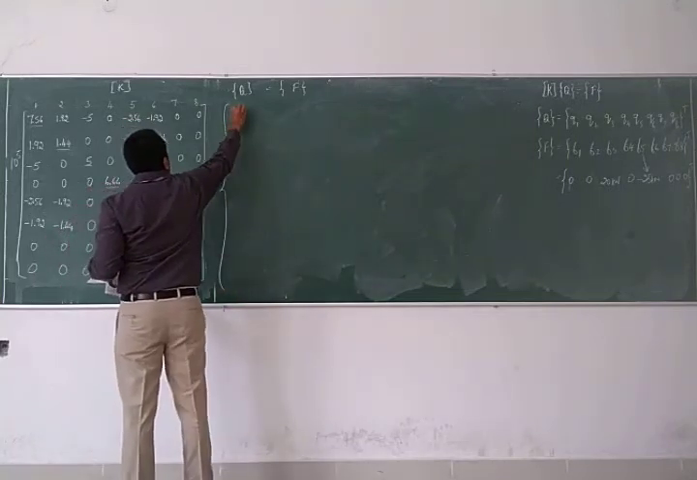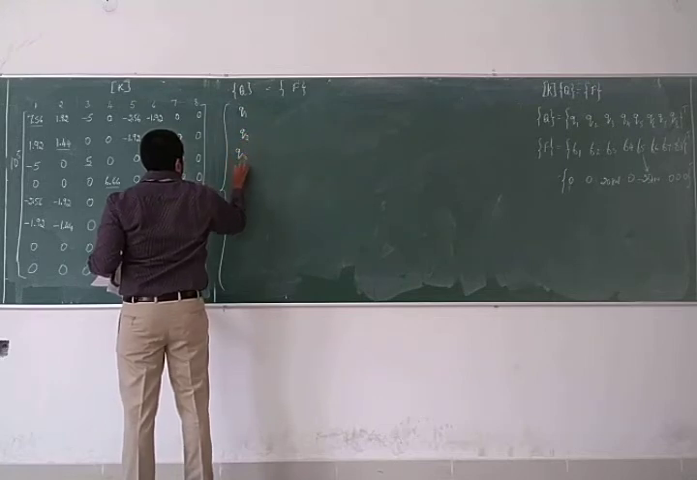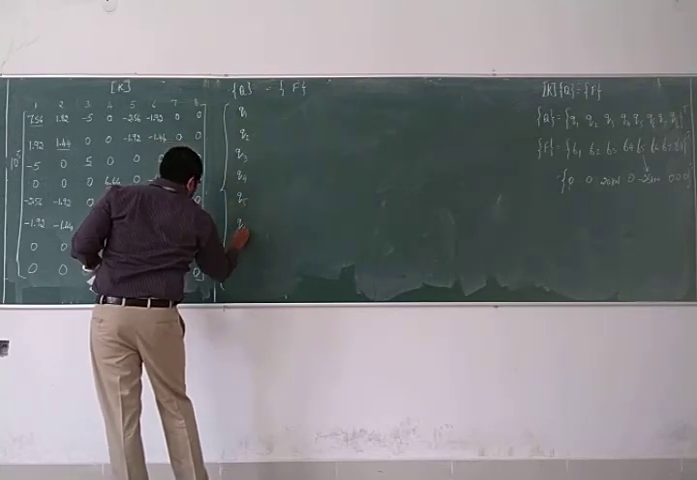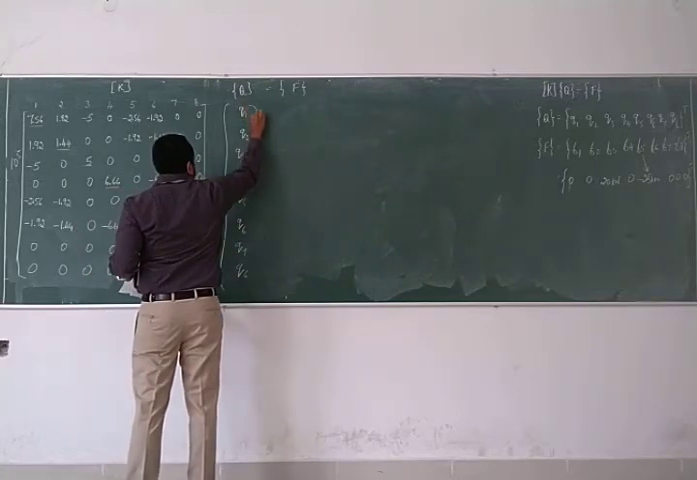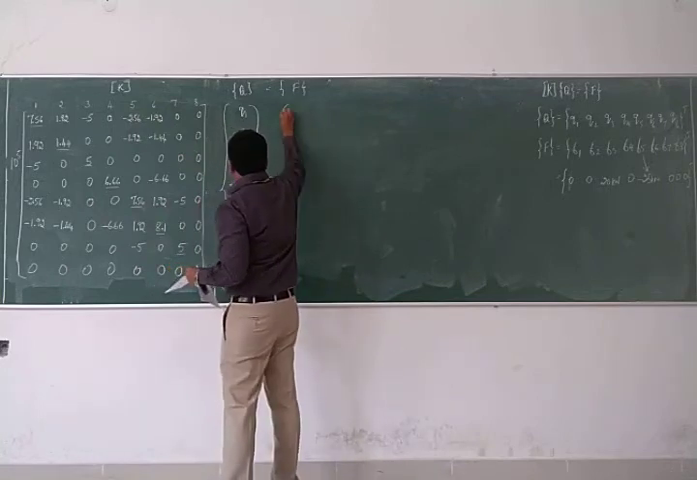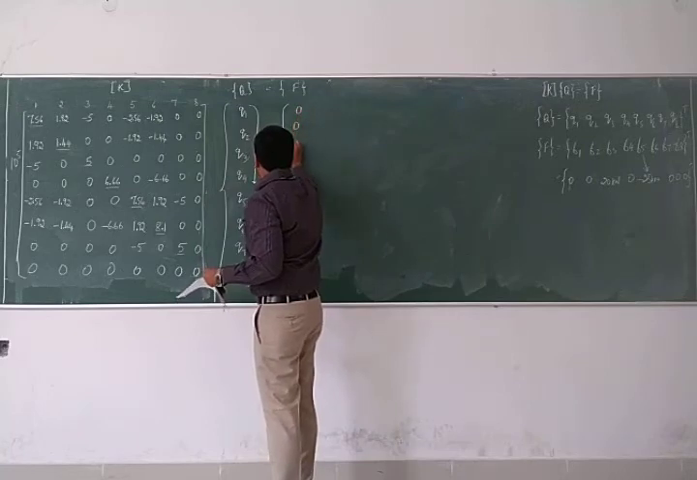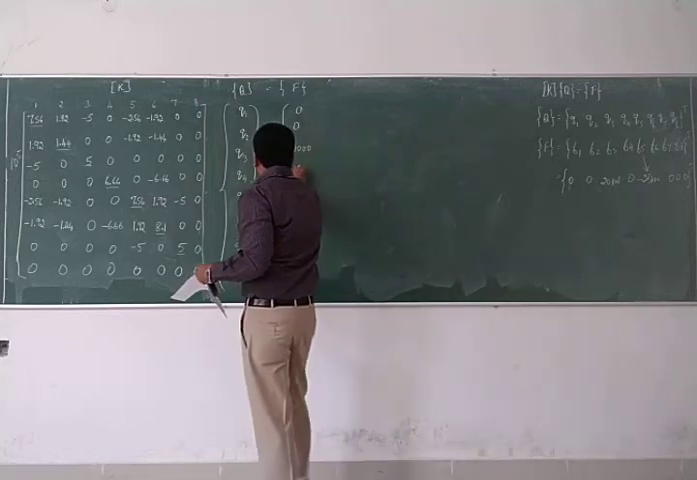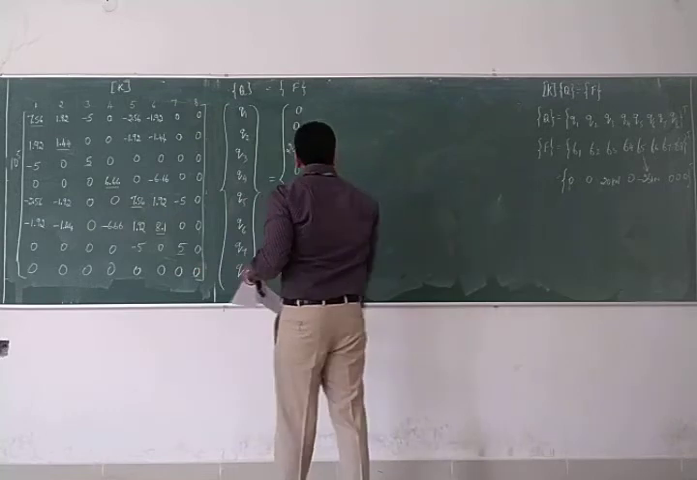Q1, Q2, Q3, Q4, Q5, Q6, Q7 and then Q8, which is equal to the F values. Earlier it was 0, 0, 20,000, 0, 25,000, 0, 0, 0.